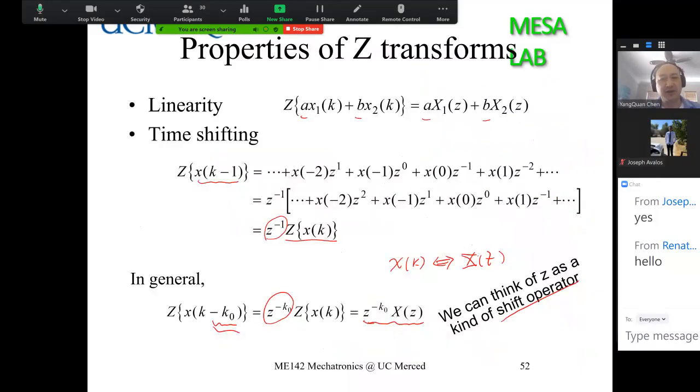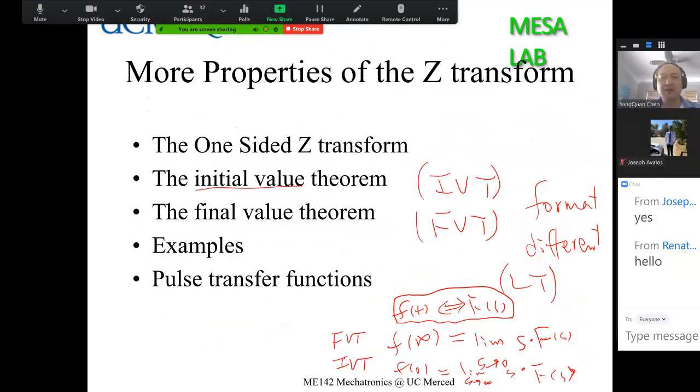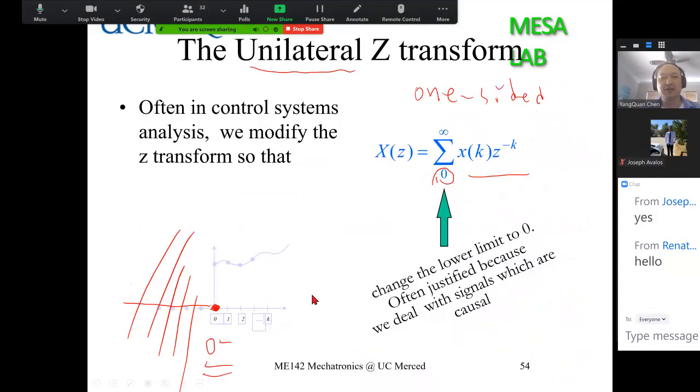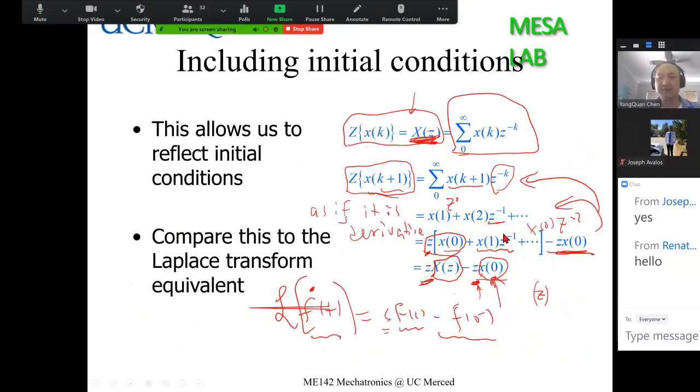So properties: linearity, time shifting. So Z itself is a shifting operator. Minus K0 here is Z to the power of minus K0. So that's a shifting, okay? For one-sided, we have to consider where we started, the initial condition. We should take care of it. So the one-sided definition is from 0, so we need to be careful about our initial state.